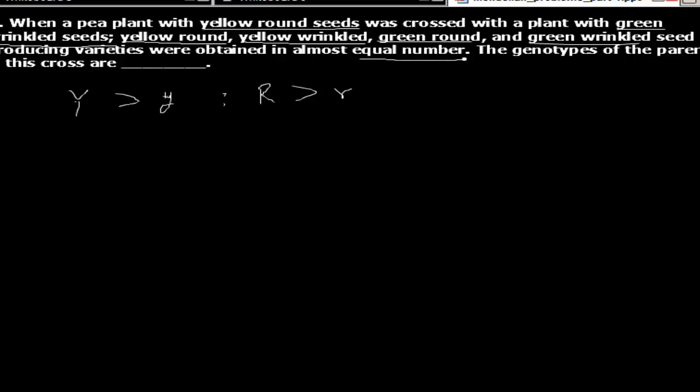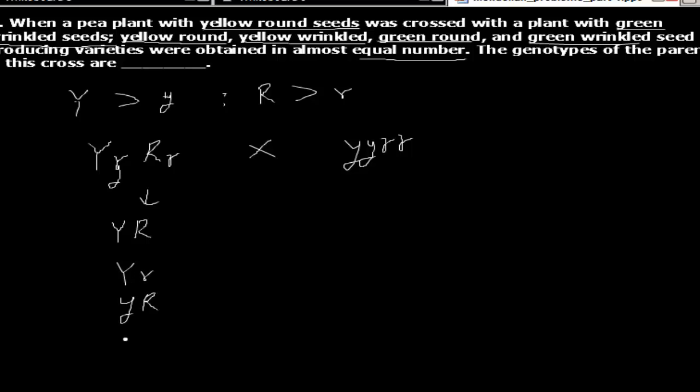So if they are produced in equal numbers, it's pretty clear that this is a typical case of a test cross, because only in the case of a test cross do we get the phenotypic and genotypic ratios the same. So it means the genotypes involved in making such a cross will be a typical test cross. So the F1 hybrid will be like this and the recessive parent will be like this. If we cross them, what will we get? This is going to produce 4 types of gametes, that is capital Y capital R, capital Y small r, small y capital R, and small y small r. The other is going to produce only one type of gamete, that is small y small r.